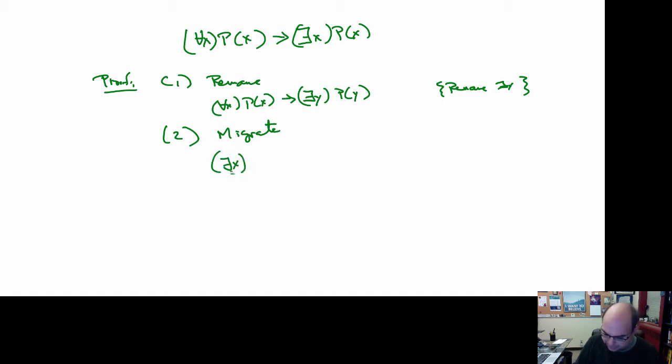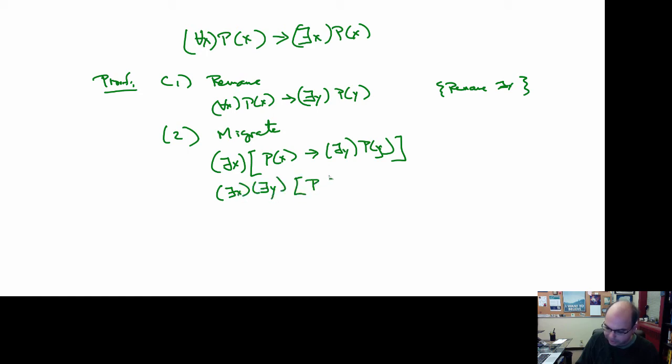There exists an x such that p of x implies that there exists a y such that p of y. Okay, and as a second step, we're going to have to migrate the y. So there exists an x such that there exists a y. P of x implies p of y. Okay, and both of these are simply, well, I'm renaming. So let's see, I did for all implies and implies there exists. Okay, those were the two rules.